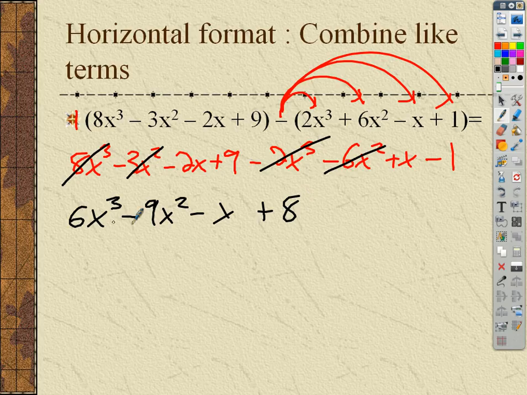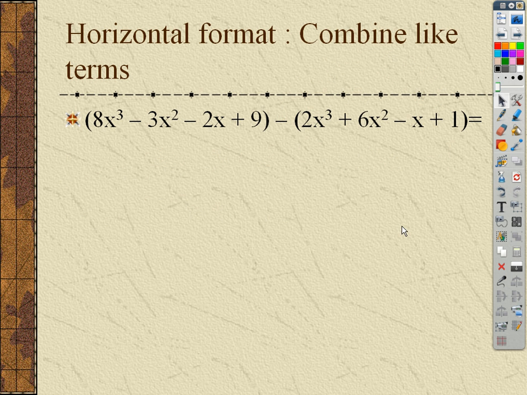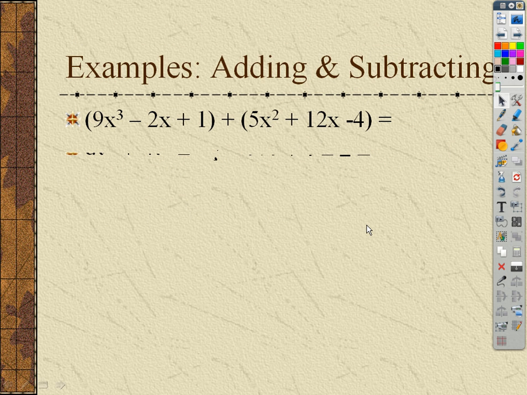6x cubed minus 9x squared minus x plus 8, done. No big deal. All right, moving on. Skip through this. Just more of the same. If we add horizontally, in this case, because we're adding polynomials, just combine like terms.